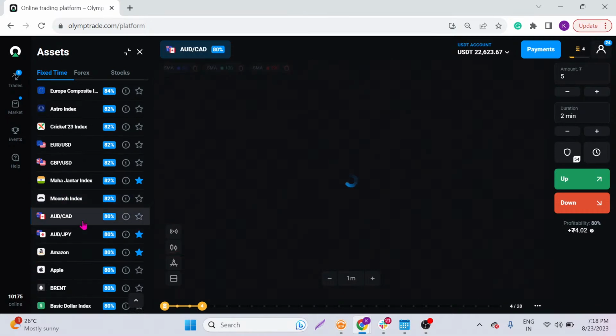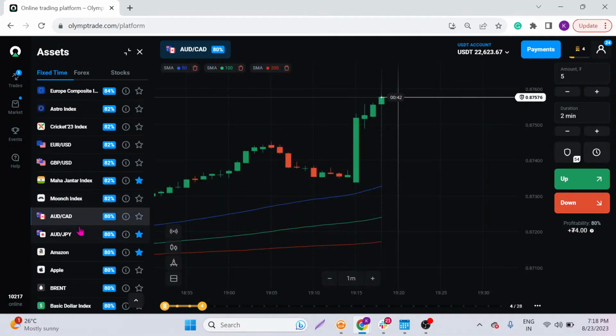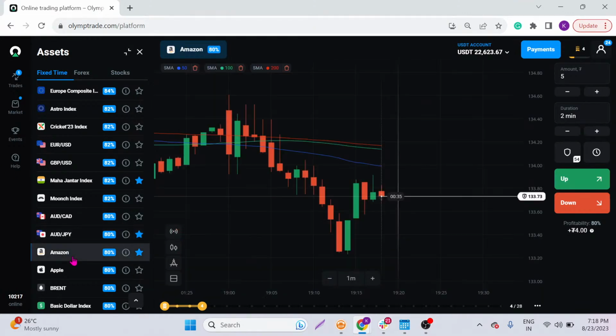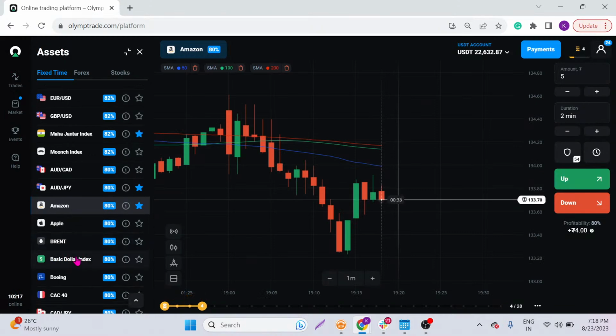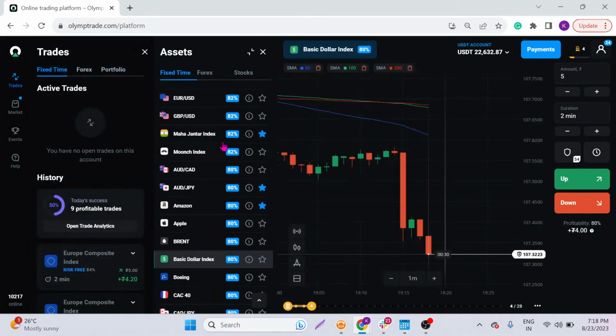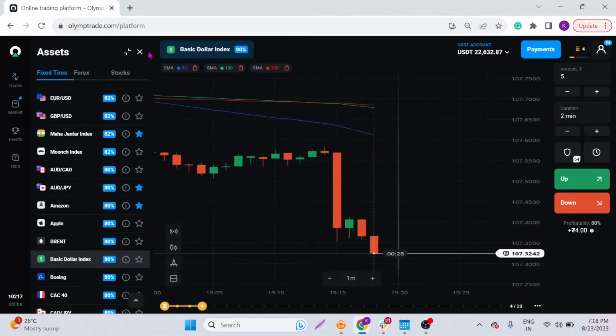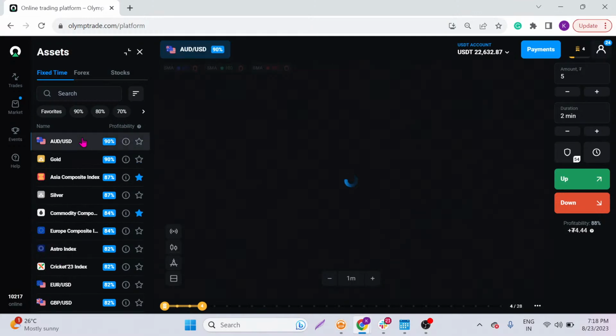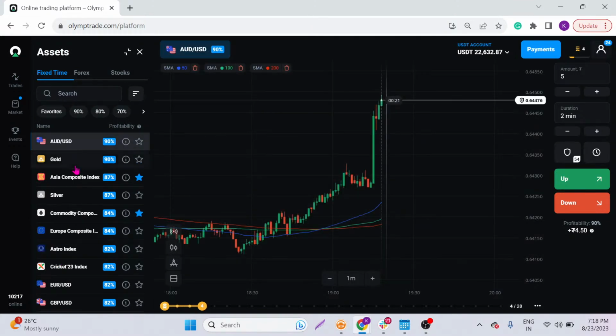No signals, no signal here. Amazon, still it's trying to cross. So the trade that we had for Euro Composite, we won that trade and we had profit there. Let's maybe do 2 trades more, guys. What do you say?